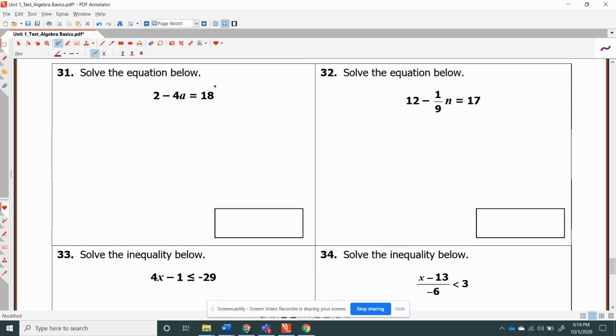All right, last few problems. Solve the equation below. Save this 4a for later. The sign in front of here, invisible plus. That means we want to subtract 2. We're using the inverse.